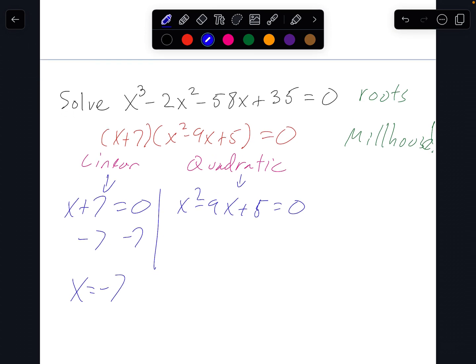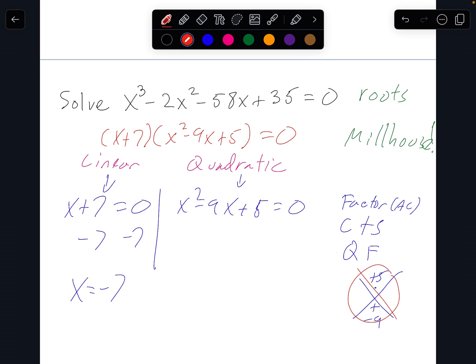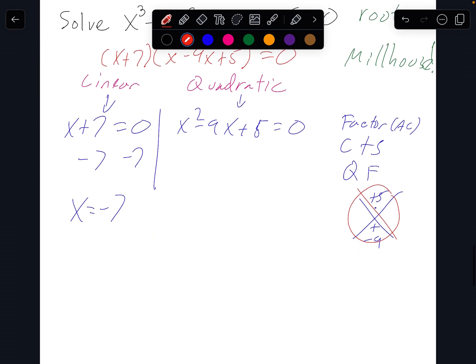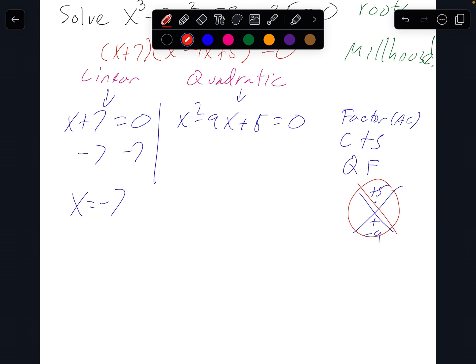X squared minus 9x plus 5 is a quadratic equation. We can solve a quadratic equation a number of ways. We can factor using the AC method. We can complete the square. We can use the quadratic formula. This polynomial is not factorable. There's nothing that's going to multiply to 5 and add up to a negative 9. So we can go ahead and not go down that route anymore and waste any time.